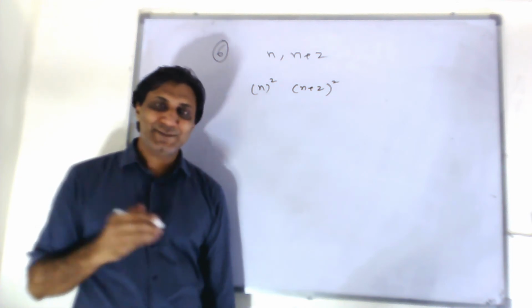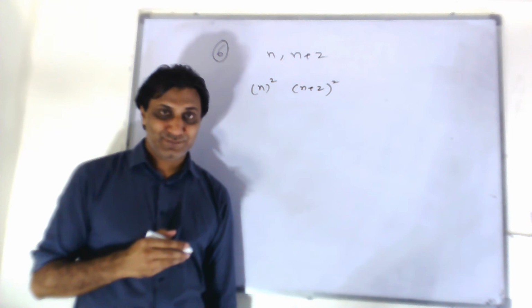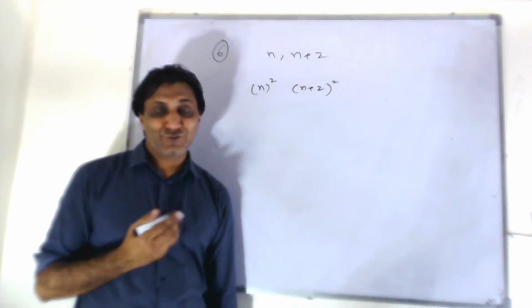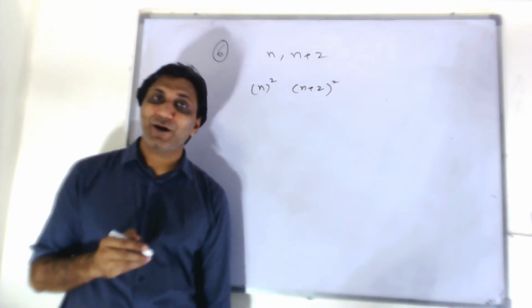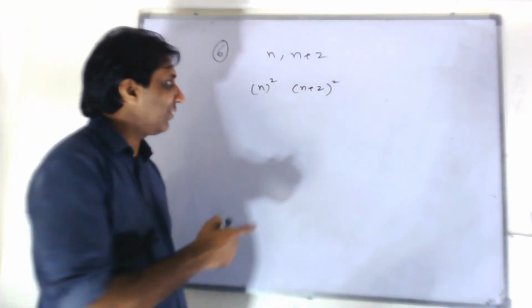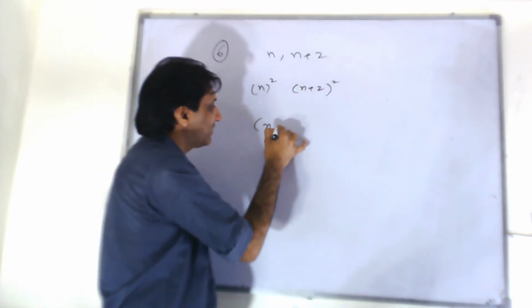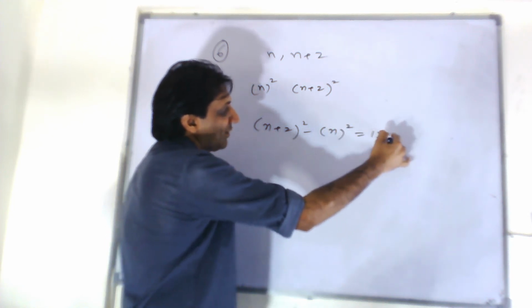The difference is just putting a subtraction sign in between, but would you subtract smaller from larger or larger from smaller? Of course you will subtract smaller from larger, because the difference is 120, that's positive. So you will subtract this smaller from this larger. That will be n plus 2 square minus n square should be equal to 120.